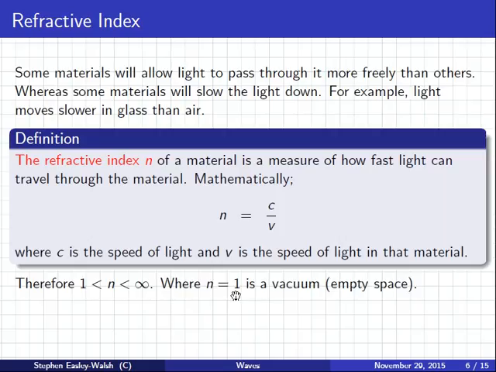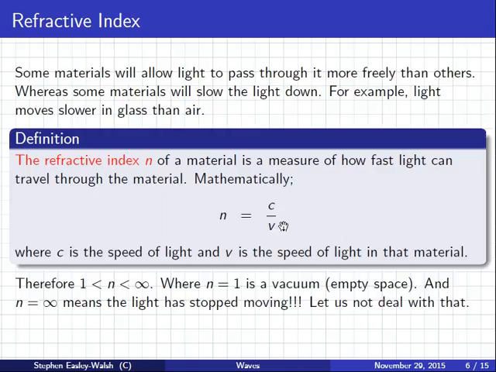If n is 1, we have empty space. If n is infinity, it means the light has stopped moving, because the speed is 0. We won't deal with that.